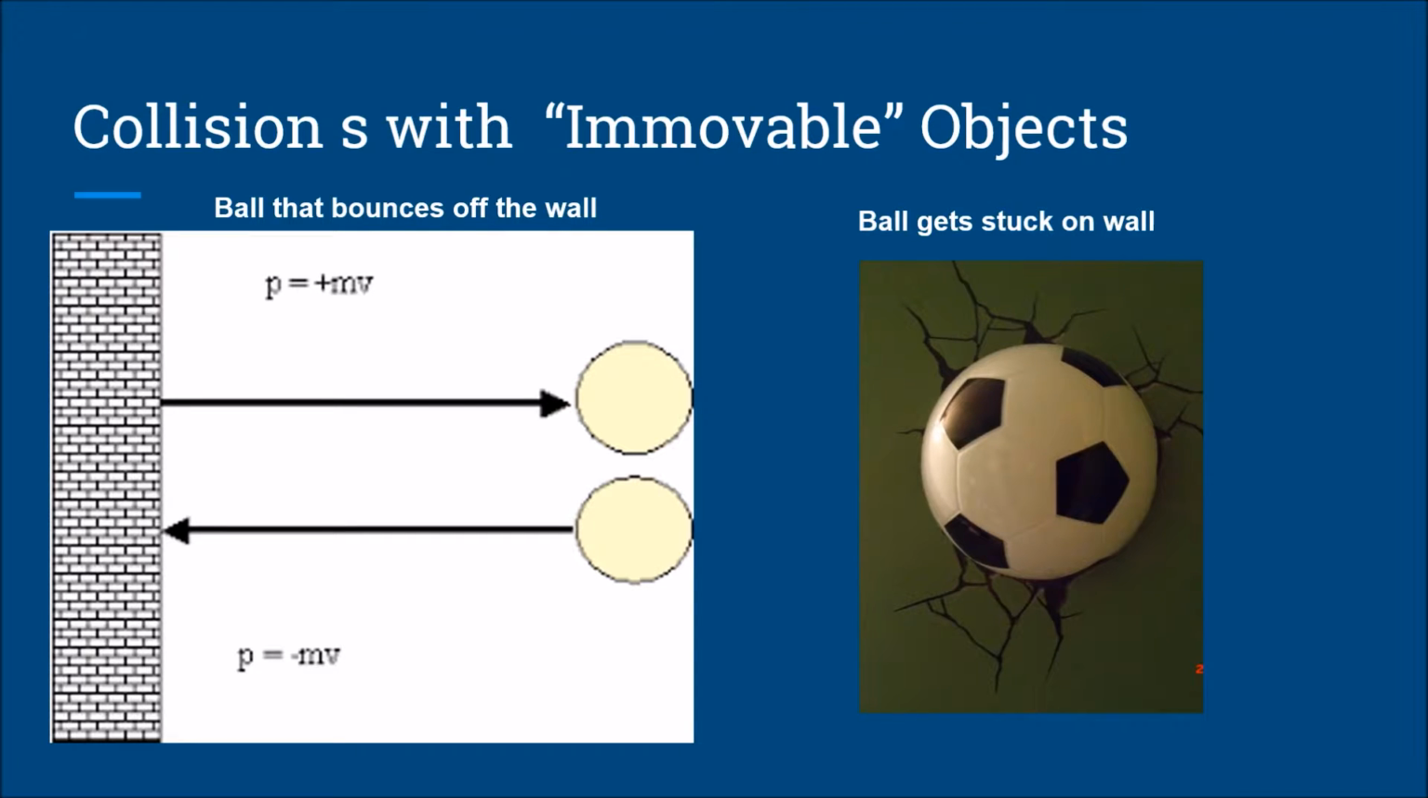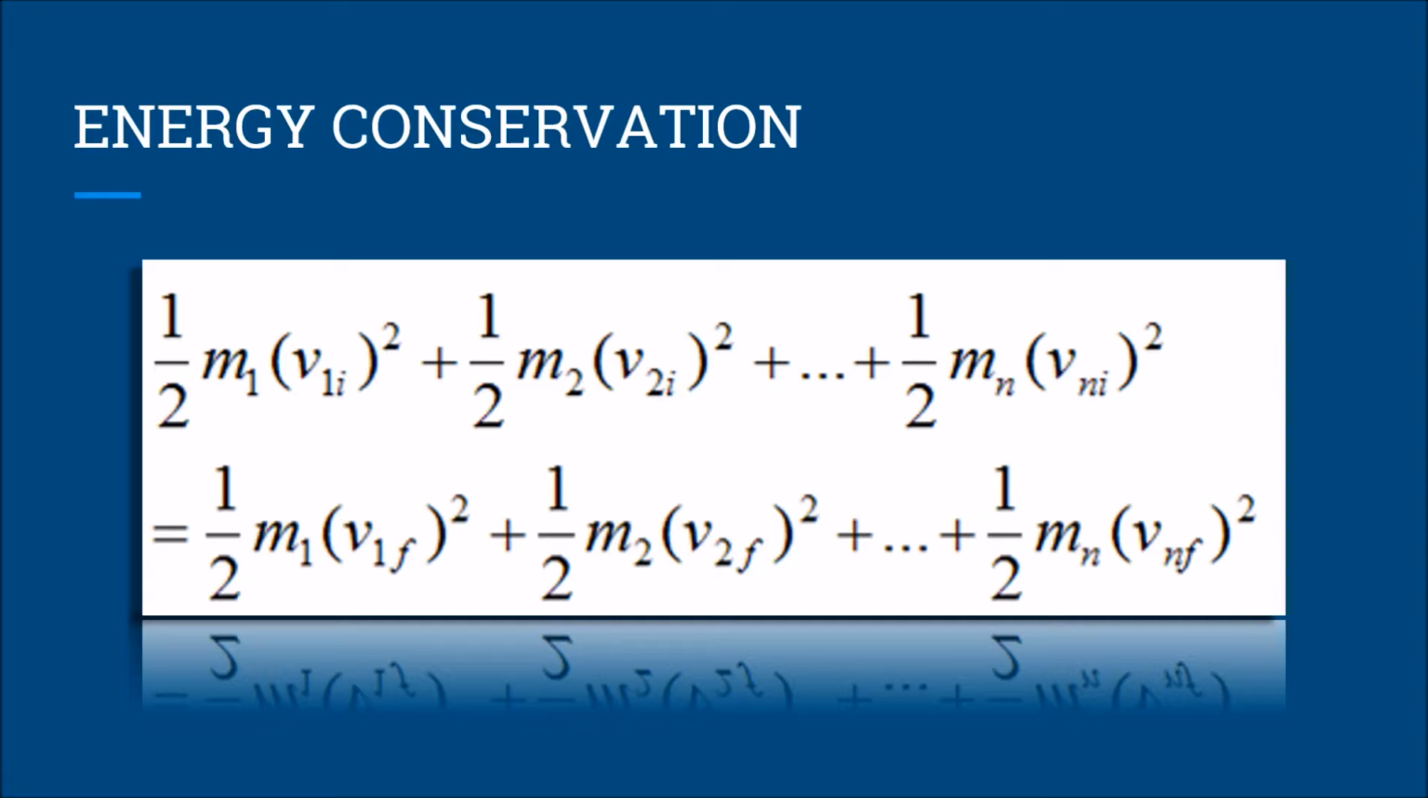Let's discuss what occurs in a collision with an object deemed as immovable or extremely heavy. If we have two balls, one ball bounces off the brick wall and the other ball stays stuck on the brick wall. The ball that bounces off the wall will approach the wall at a velocity of v and then bounce off it at a velocity of negative v. Therefore, the momentum of the ball changed by 2mv in this situation since the velocity went from positive to negative. The ball that bounces off the wall would experience the greatest impulse in this scenario since the ball was able to bounce back.